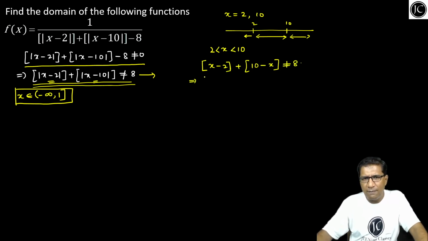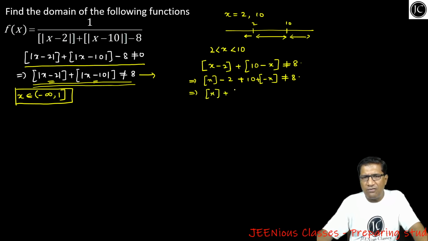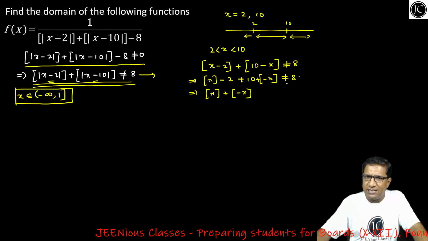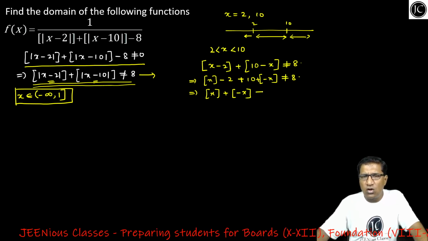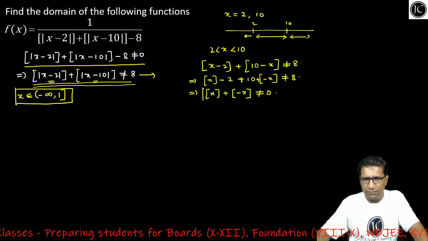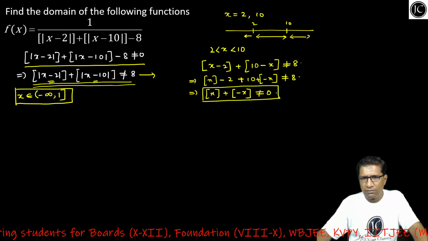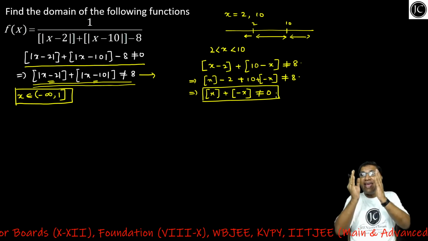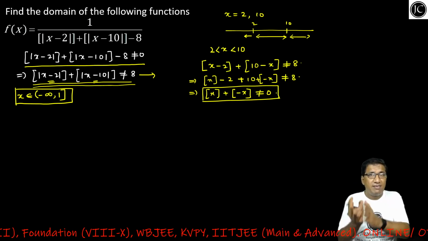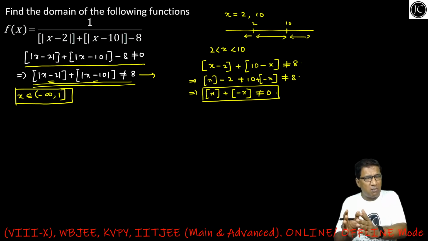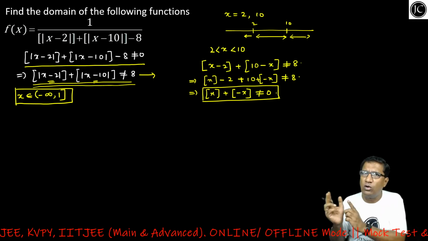That means what? So from here we can write [x] plus [-x]. Minus 2 plus 10 will give us plus 8. And this 8 and this 8 goes off. So this is not equals to 0. So this is the condition that we got when x is lying between 2 and 10. जहां पर [x] plus [-x] will not be equals to 0.